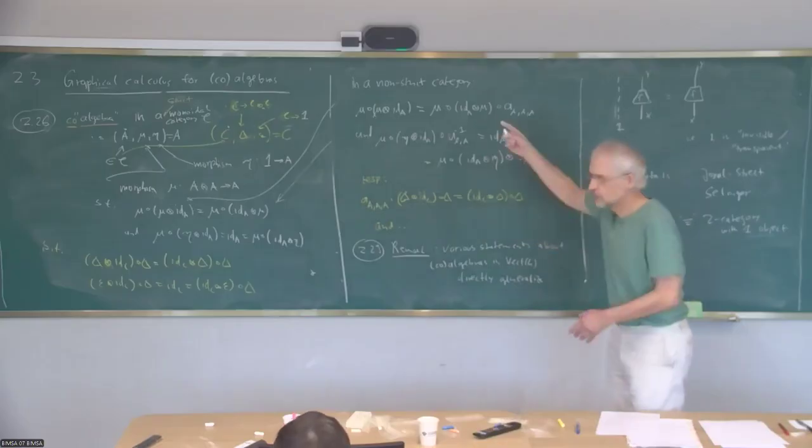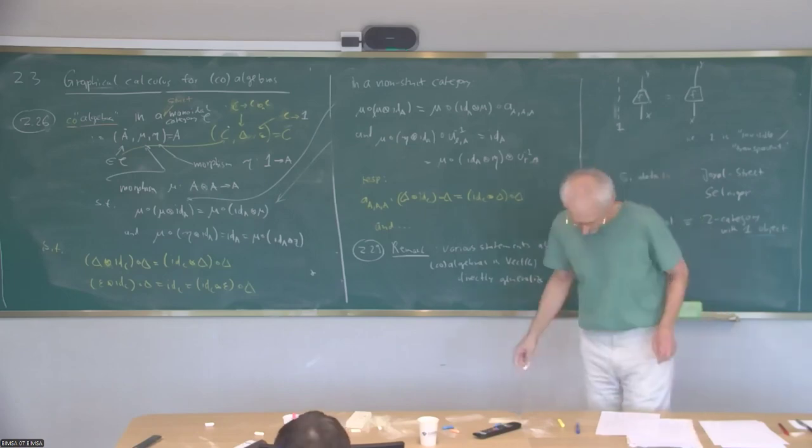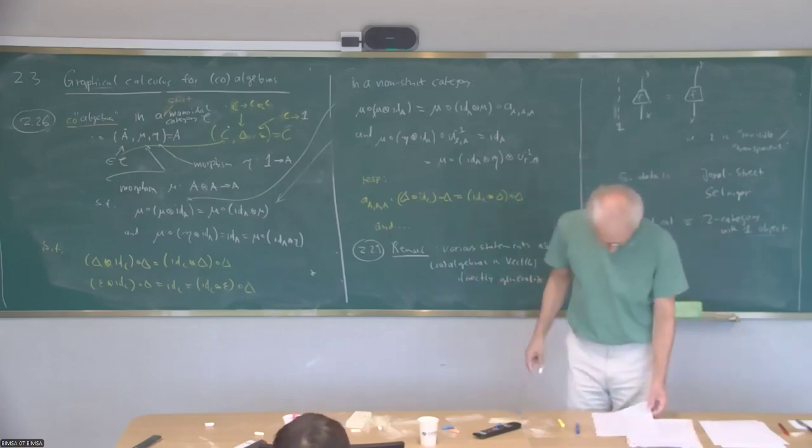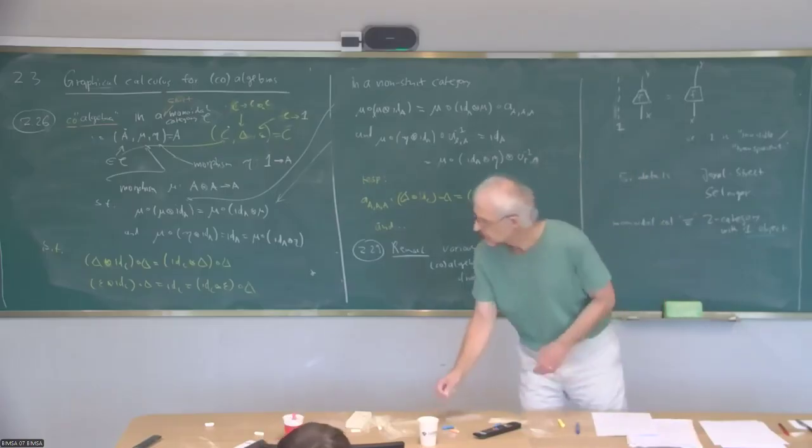Let me just mention one thing. The unit or co-unit, if it exists, is unique, and the argument is one that is also nicely done graphically. Okay, then we have some step.